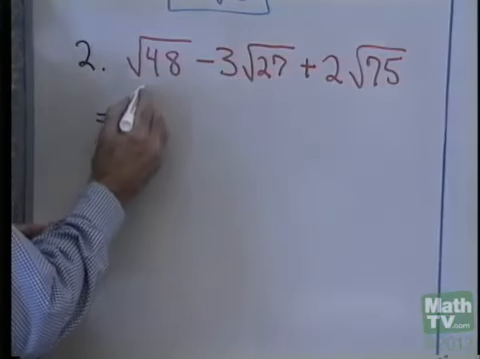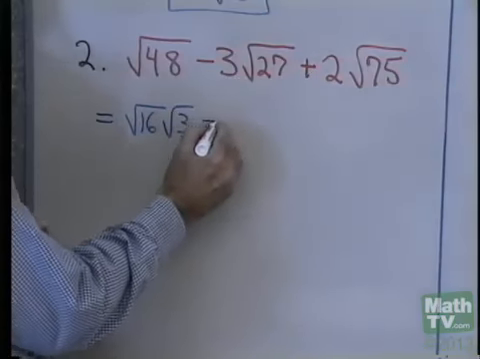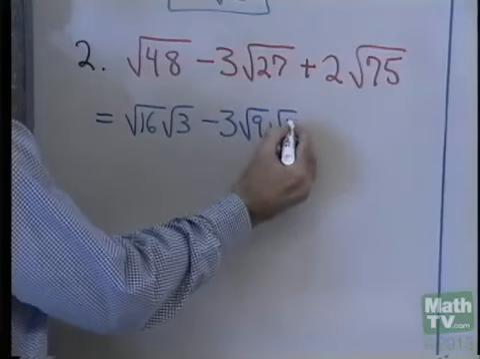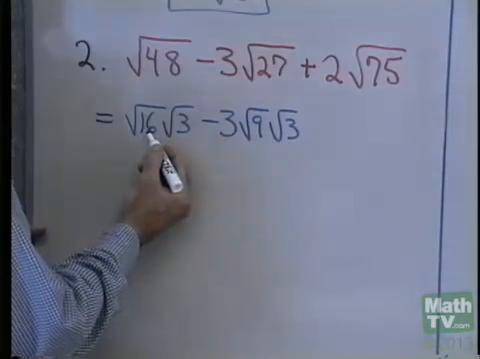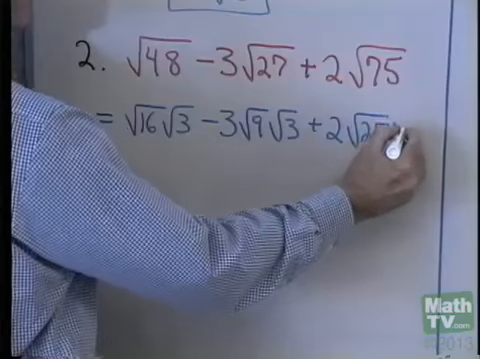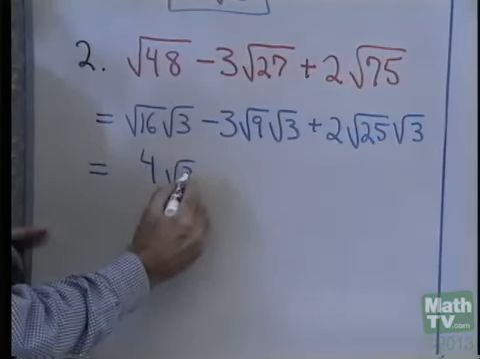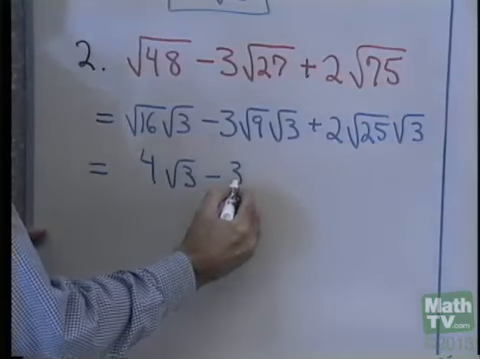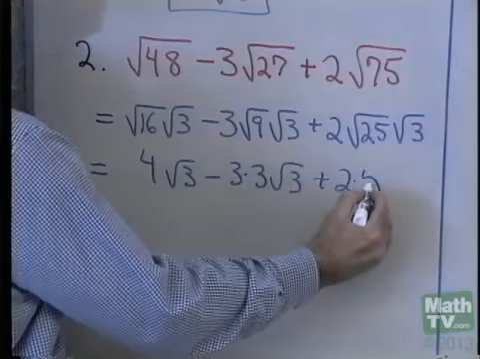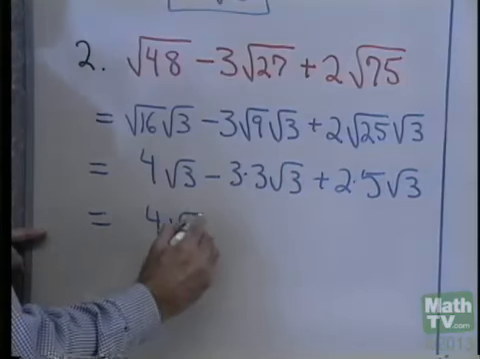So let's start by writing square root 48 as square root 16 square root 3, minus 3 square root 27 will be square root 9 square root 3. So I'm writing my perfect squares outside here. And 2, let's see, square root 25 square root 3. So now I have 4 square root 3 minus 3 times 3 square root 3 plus 2 times 5 square root 3.